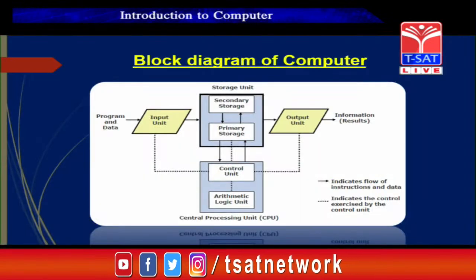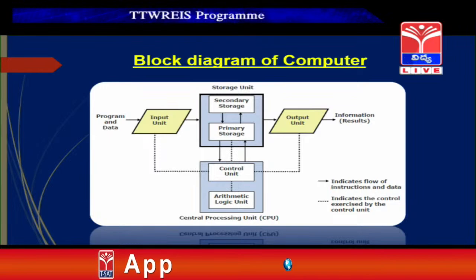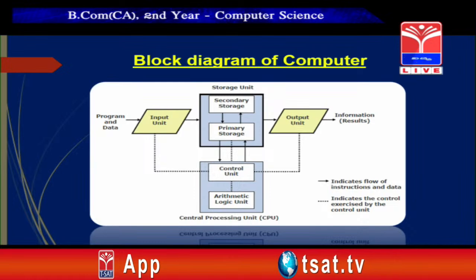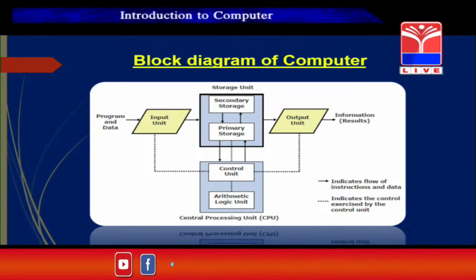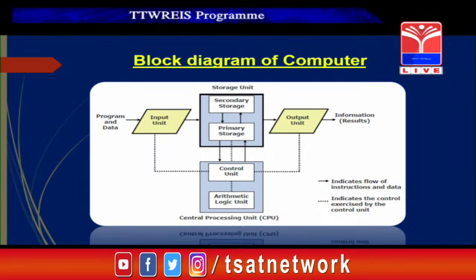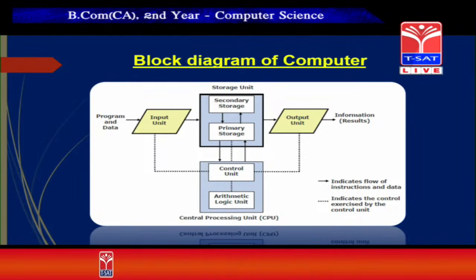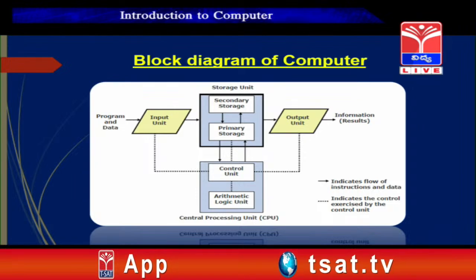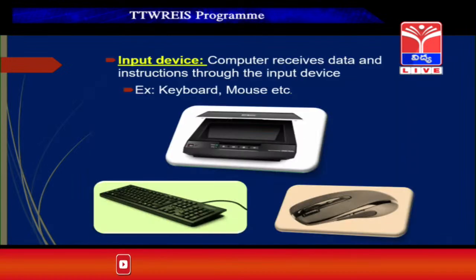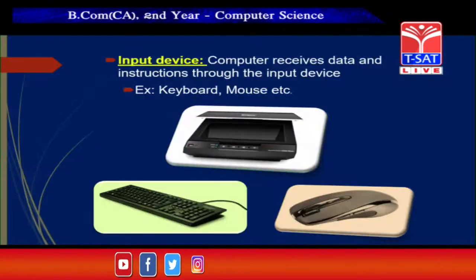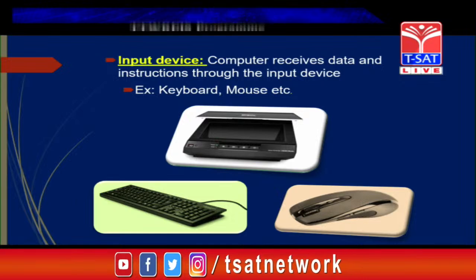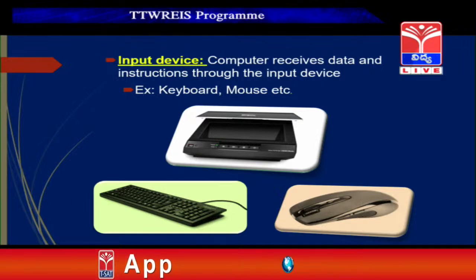Here, friends, you can look, the block diagram can be divided into three units. The first one is the input unit, the second one is the CPU, and the third one is the output unit. My dear friends, I will explain the units one by one in a sequential manner. You have to understand very well and listen carefully. Now, the input unit. It is the input device. What is an input device? A computer receives data and instructions through the input device. So this is called an input device.